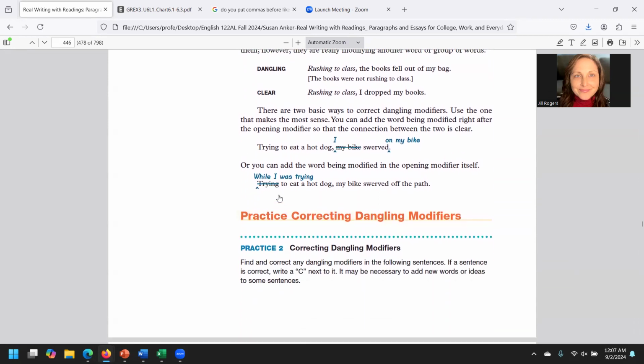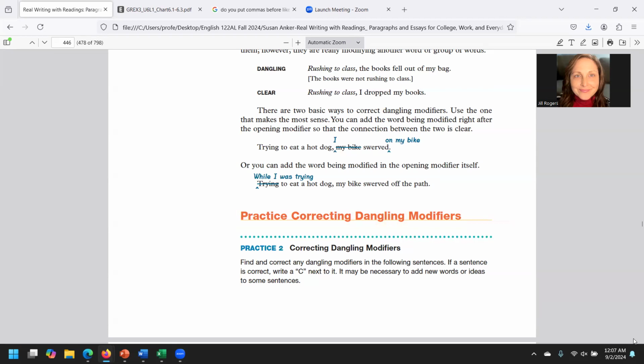Okay, and the original sentence here is, Trying to eat a hot dog, my bike swerved off. You could also add a word being modified in the opening modifier itself: While I was trying to eat a hot dog, my bike swerved. That's fine because we have a subject there.